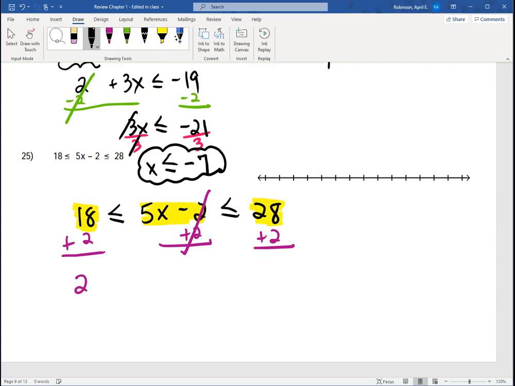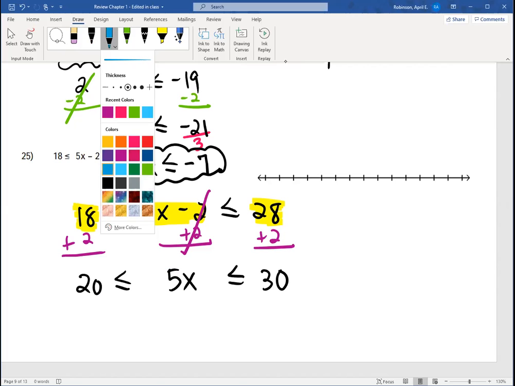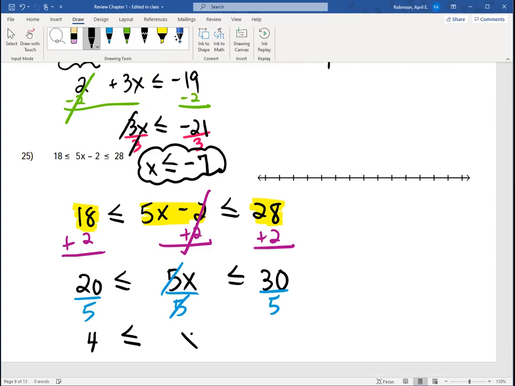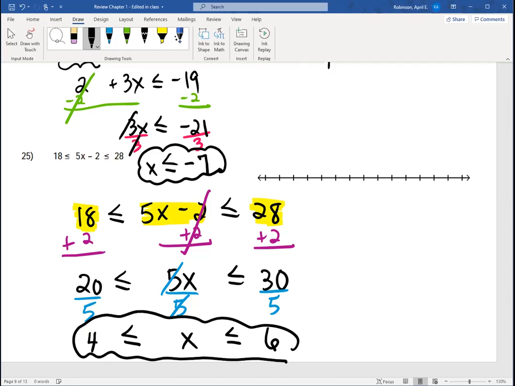18 and 2 is 20. It's like my pen is on a 5-second delay. And then 28 plus 2 is 30. And then I'm going to divide off the 5 so that it cancels in the middle, leaving me with just x. But I have to divide 5 on the left end and divide 5 on the right end. So 20 divided by 5 is a 4. There's the x in the middle. And 30 divided by 5 is a 6. So here's my inequality answer.